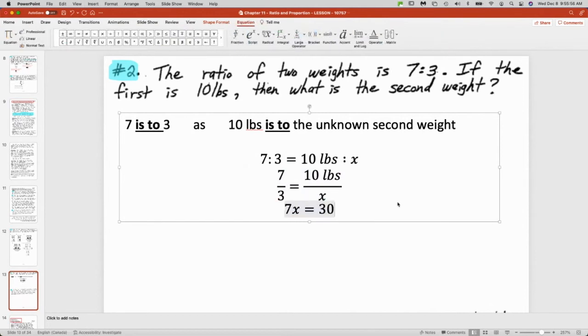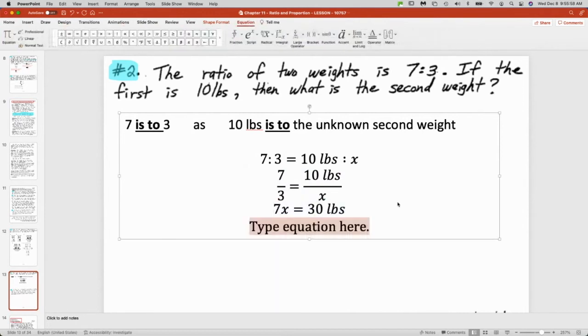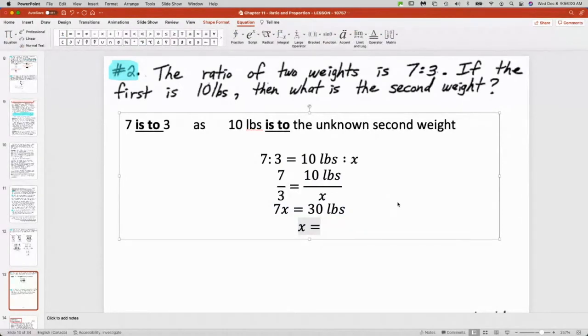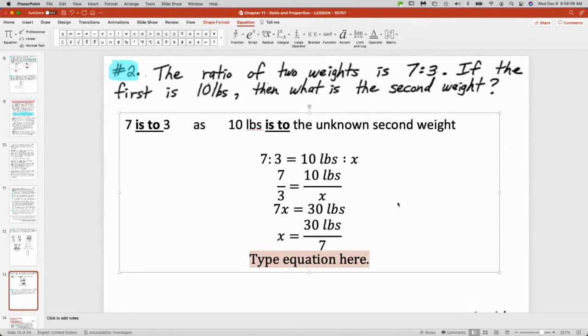You'd have 7x equals 30 pounds. You see, you don't have to worry about the unit calculations. You just put them in there. They're along for the ride, okay? 30 pounds over 7, done. 30 divided by 7 is 4 point something, 4.28, I believe. 4.28, 4.29, yeah, you gotta round up. There you go, 4.29 pounds.